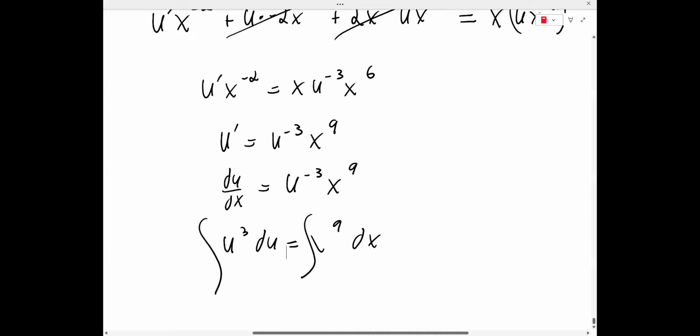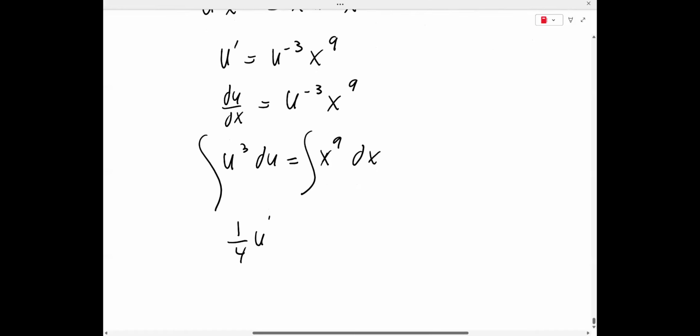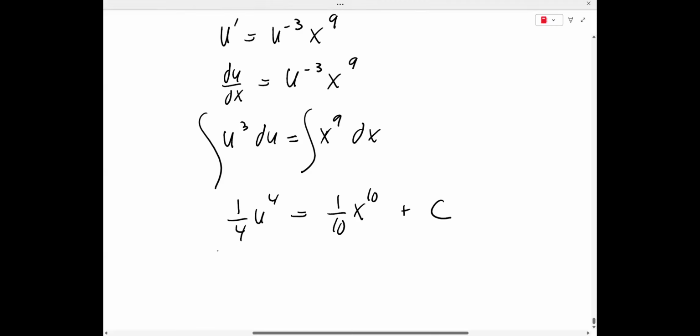Okay, anything there so far? Okay, now integrate, so that becomes what? 1/4 u to the fourth equals, and that'd be 1/10 x to the 10th plus c. Okay, now you want to try to solve for u here, right? So I multiply through by 4. I get u to the fourth equals, that'd be 2/5 x to the 10th plus 4c. Can I multiply through by 4 here? Okay. Now, anything there so far?